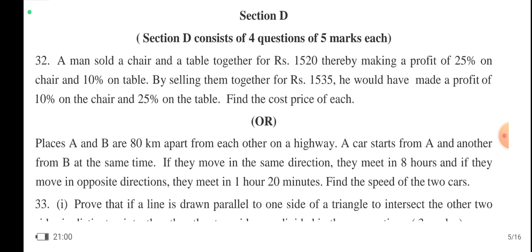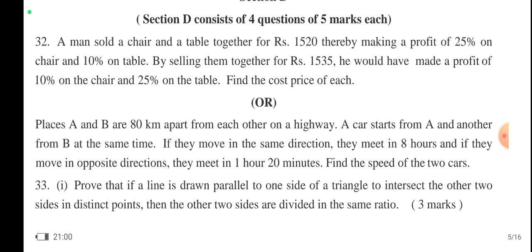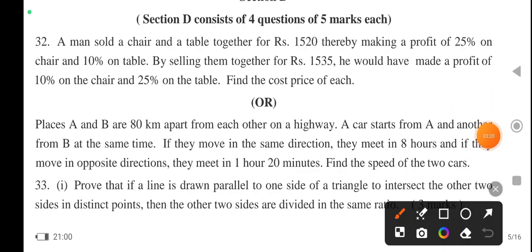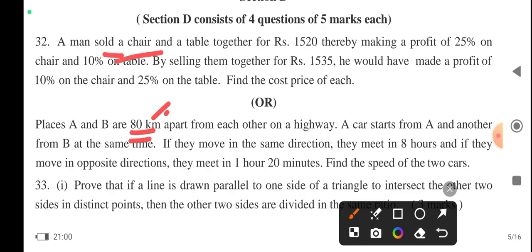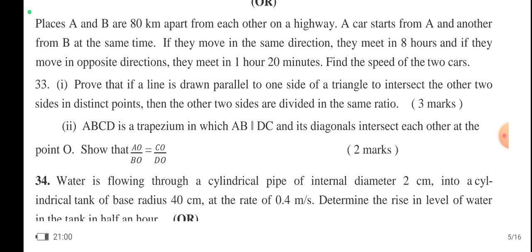Then Section D, 32 is from Pair of Linear Equations in Two Variables. This question is there in your book, this model, Exercise 3.5, and before that upstream and downstream we have an exercise. So there we have solved this. We have this type in the book, and this is also important, profit by using sum. They have asked it for 5 marks, so kindly prepare.